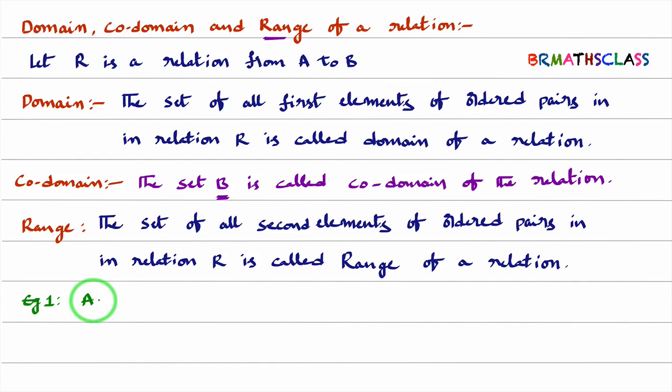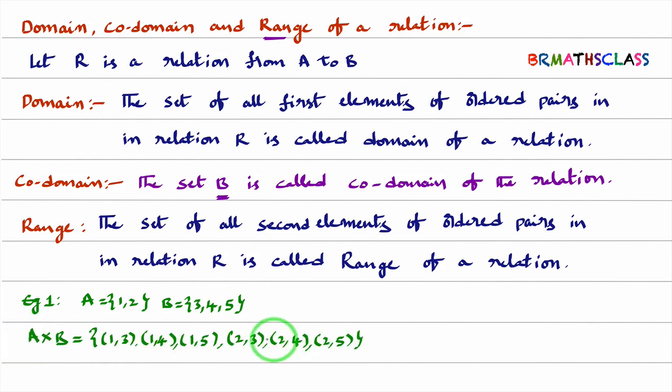In this example, I am considering set A as {1, 2} and set B as {3, 4, 5}. From this, what is A cross B? I'll write A cross B. Now, I'll consider a relation R from A to B. What is the definition of relation that we learned in the last class? All the elements present in R are present in A cross B.